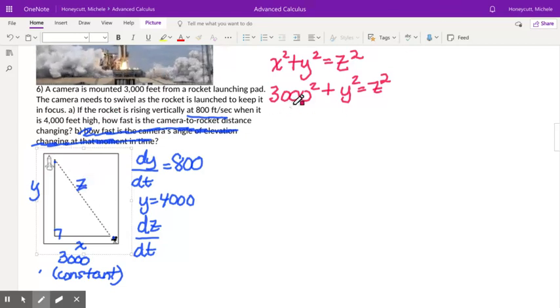All right, now go ahead and take a derivative. The derivative of 3,000 squared is 0, plus the derivative of y squared is 2y dy/dt, equals the derivative of z squared, which is 2z dz/dt.